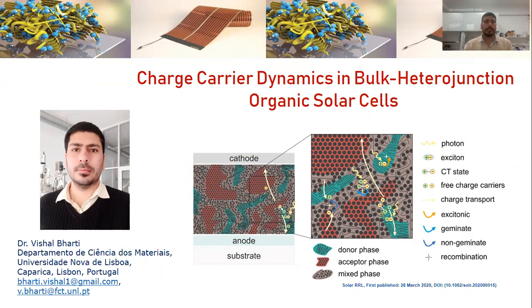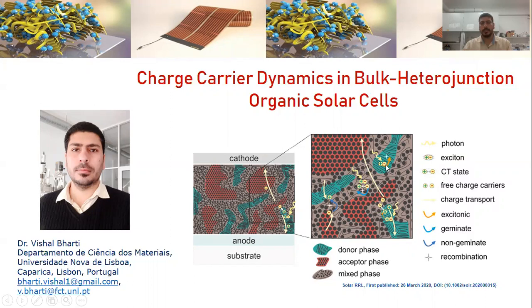And here the picture explains that this is the active layer of the organic solar cell, which is sandwiched between the anode and cathode. When we zoom into this active layer, we see there are different phases, like an acceptor phase, a donor phase, and there is a mixed phase also. And all these small things are representing the activities.